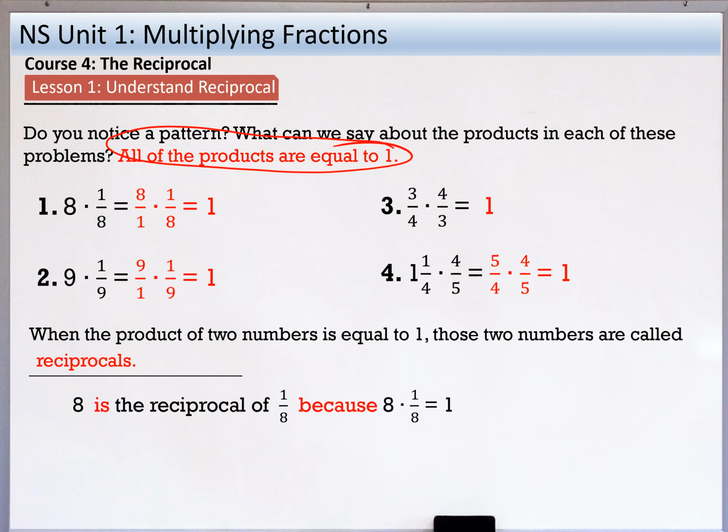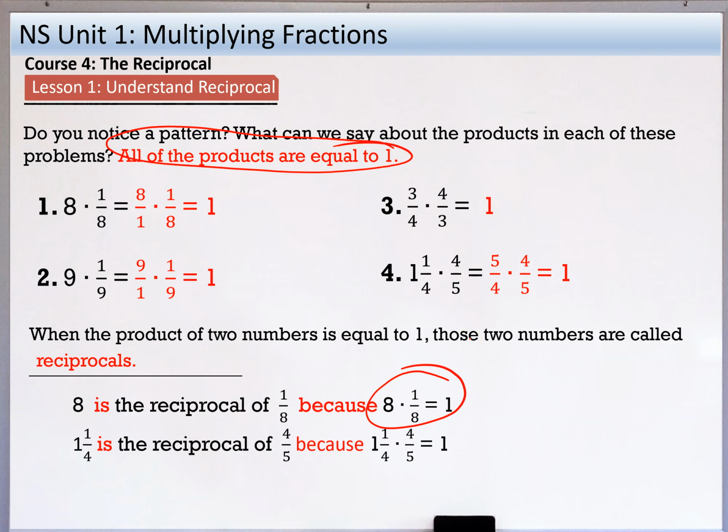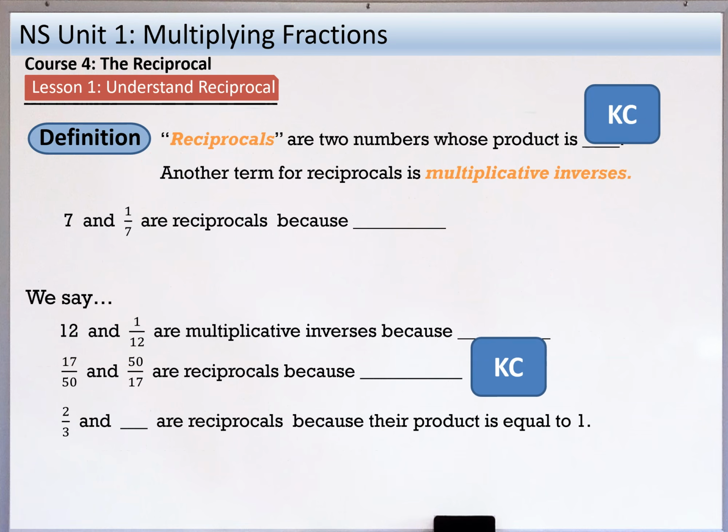For example, 8 is a reciprocal of 1/8 because their product is equal to 1. 1 1/4 is a reciprocal of 4/5. Why? Because their product is equal to 1. So if we multiply two numbers and we get 1, they are called reciprocals. So reciprocals are two numbers whose product is 1.